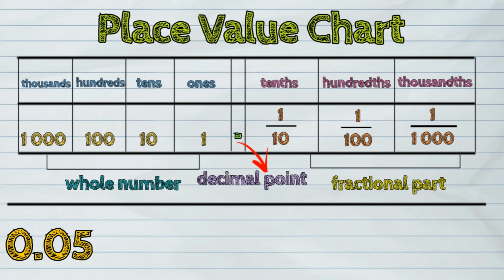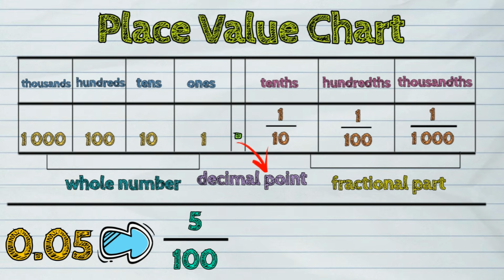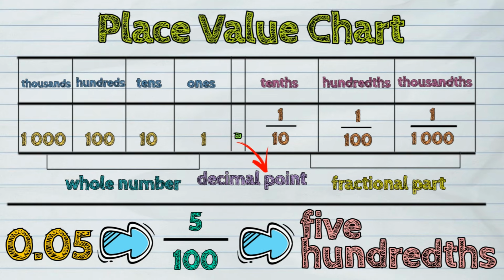Next example. In fraction, we write it as this. We read this decimal number as 5/100.